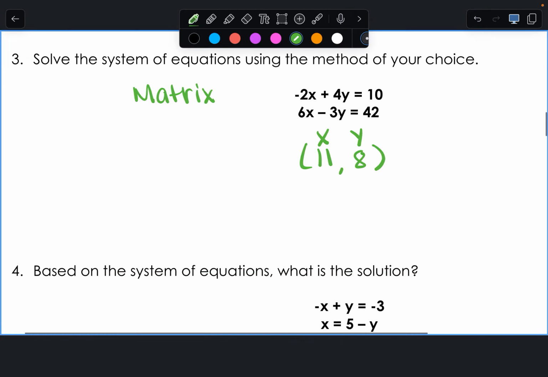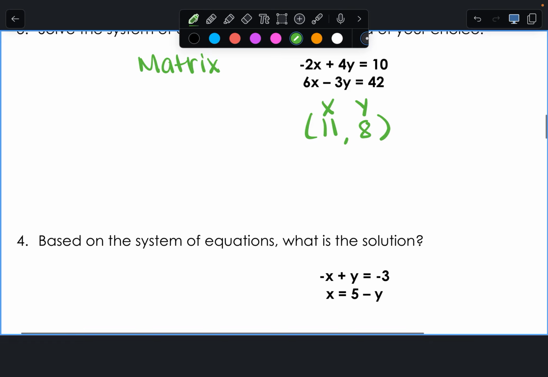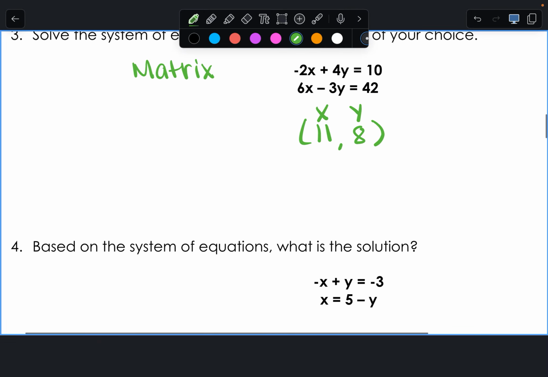Miss, I got 9. That means you forgot a negative, or you may have typed one of the numbers in incorrectly. Okay, hold up. Just check your edit screen.